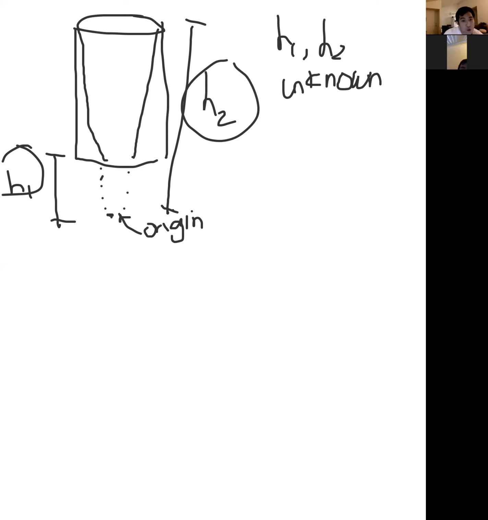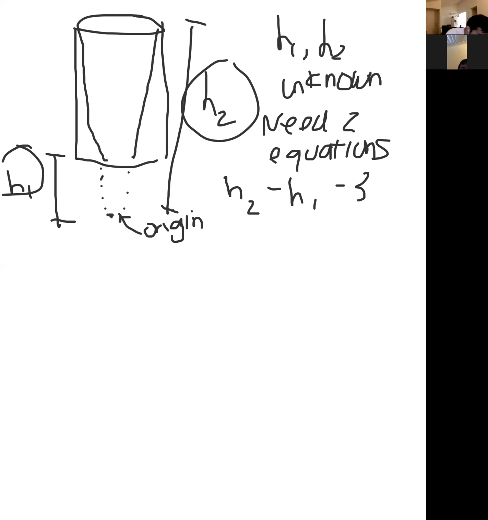Okay. So we don't know what that is, what they are, because we don't know where the origin is. So basically, we need 2 equations to solve for this. One of them is pretty simple because we know the height of the cylinder. So if we take H2 minus H1, we know that this is 30 centimeters.